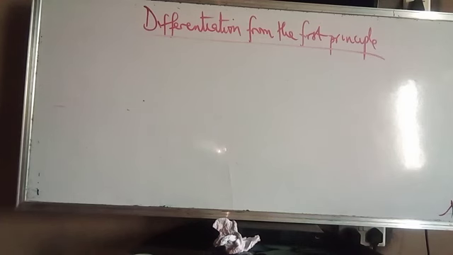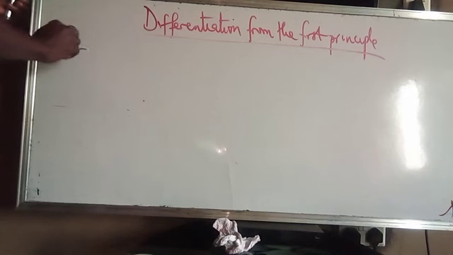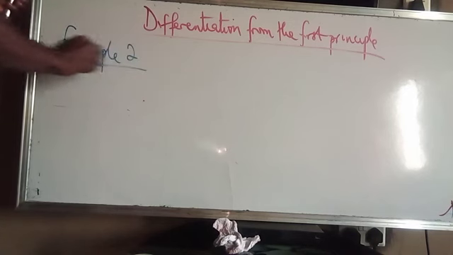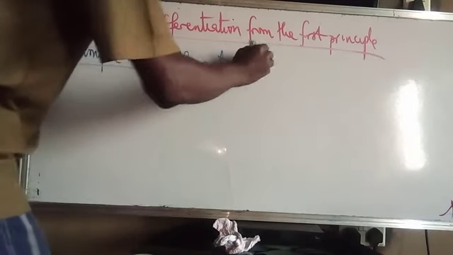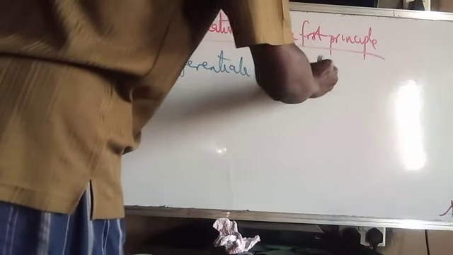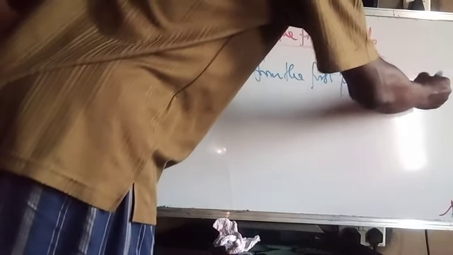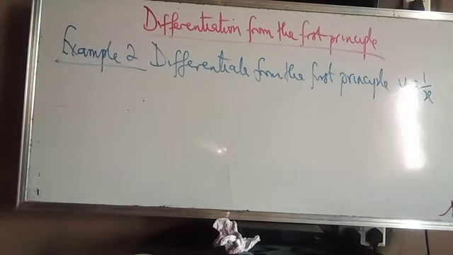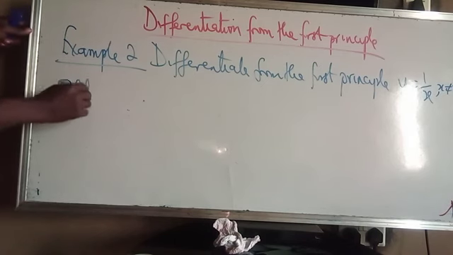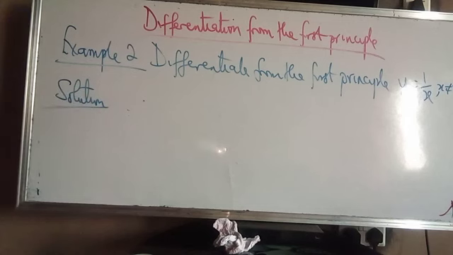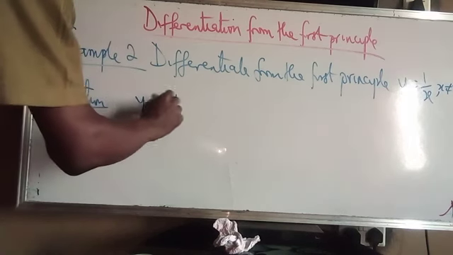Differentiate from the first principle. Example 2. I want to differentiate from the first principle y is equal to 1 over x, where x is not equal to 0, because by the time x equals 0, the function will be undefined.